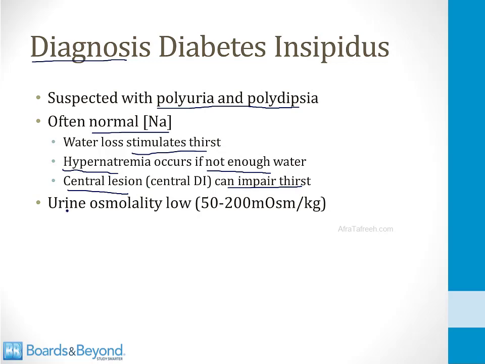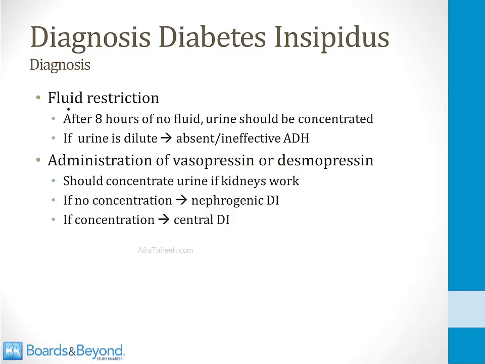The central lesion can affect the central nervous system and impair the thirst mechanism. And then finally, when you check the urine osmolality in patients with diabetes insipidus, it will be low, usually in the range of 50 to 200 milliosmoles per kilogram. This indicates that the kidneys are dumping free water and therefore the urine is very dilute. Once you suspect the disorder based on polyuria and polydipsia and a dilute urine, you then ask the patient to restrict fluid. After 8 hours of no free water intake, the urine should become concentrated. If it remains dilute, this means there is absent or ineffective antidiuretic hormone.